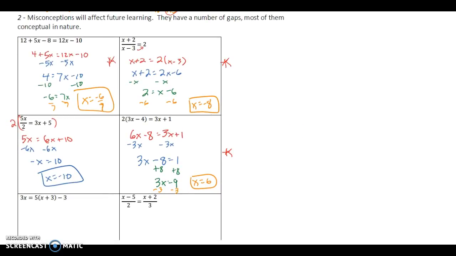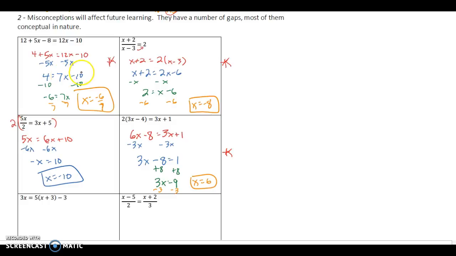They're not ready to move on yet. There's a number of gaps, and most of them are conceptual in nature. So they still might be making calculation errors, but really the important thing here is they're making errors in the concept. So if we take a look at the first one here, 12 minus 8 is 4. That's absolutely correct. We've got a 5x, a 12x minus 10. Nothing wrong so far. Take away 5x from both sides.